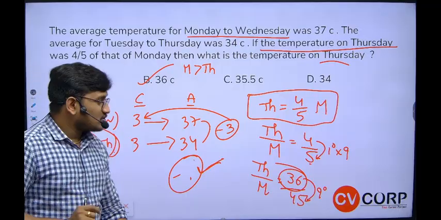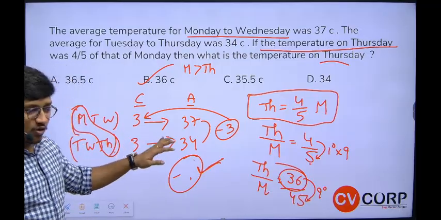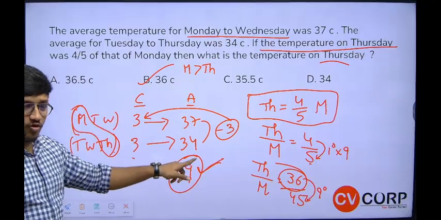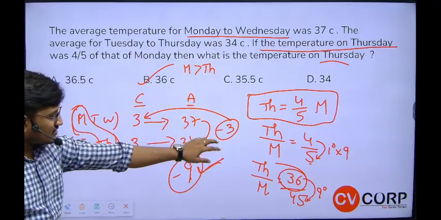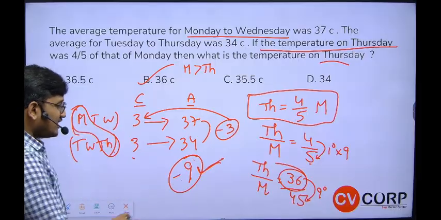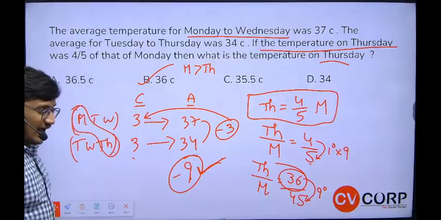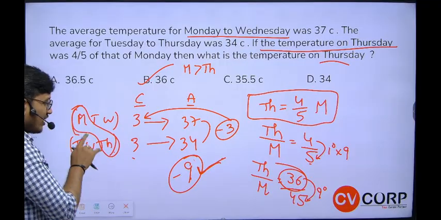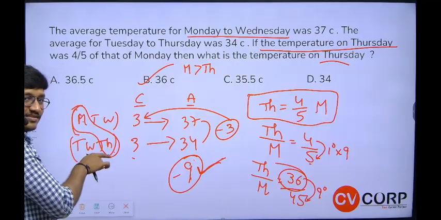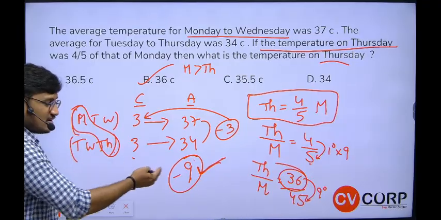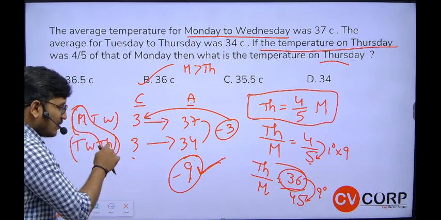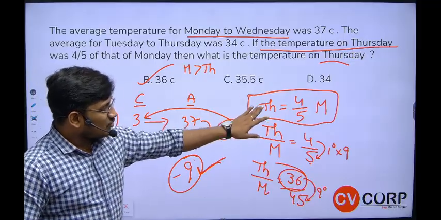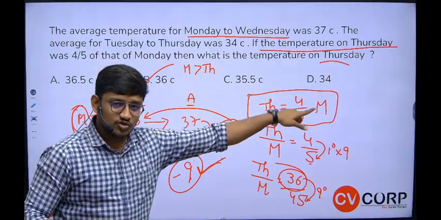So just 1 minute. Here what we did is, almost these points you might be clear about these logics. Here 3 days 37, 3 days 34. Now here if you take the differences, 3 times is 9. Now we got to know that the answer is 9, but what does this 9 actually indicate? When Monday was there it is 37, when Thursday was there it is 34. Monday temperature is greater than Thursday's temperature. How much greater? 9 degrees. So Monday temperature is 9 degrees more than Thursday's temperature, right? Now you just keep this point in your mind. So here they have given Thursday is equals to 4 by 5 times of Monday.